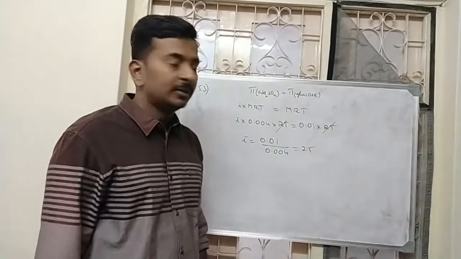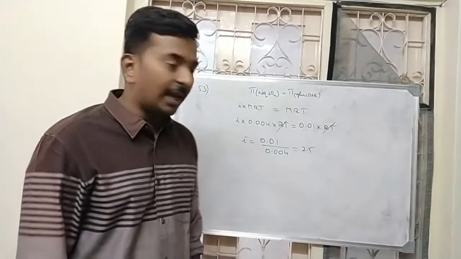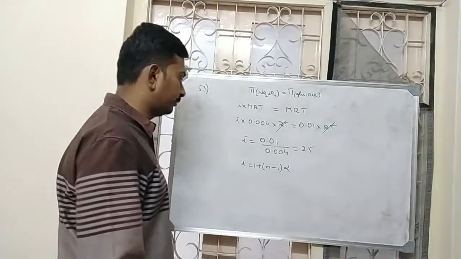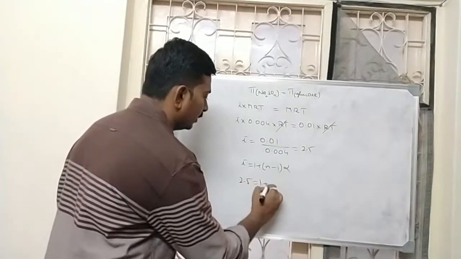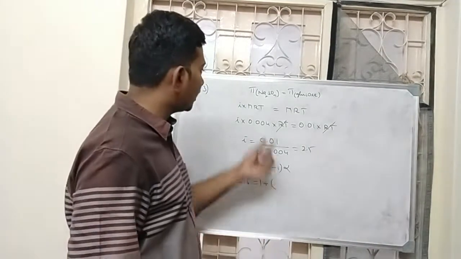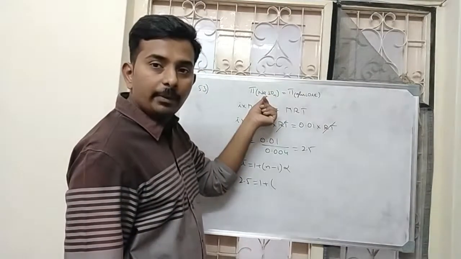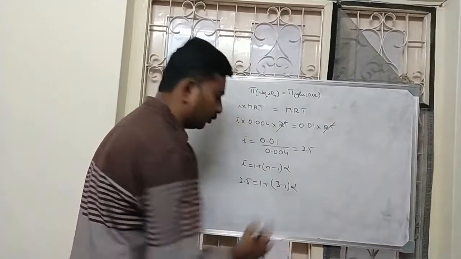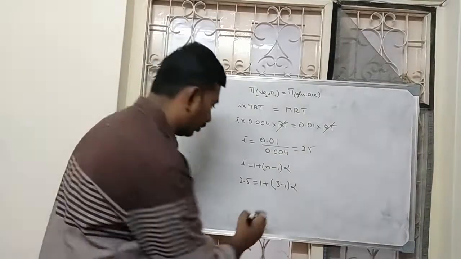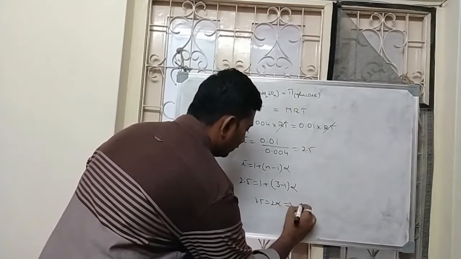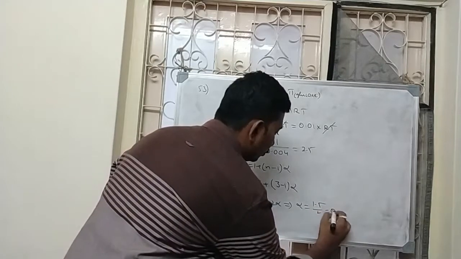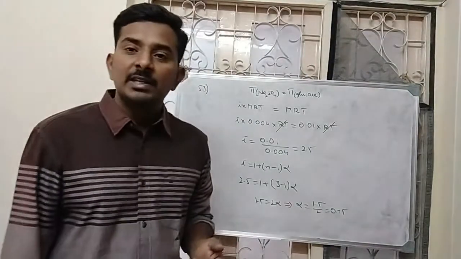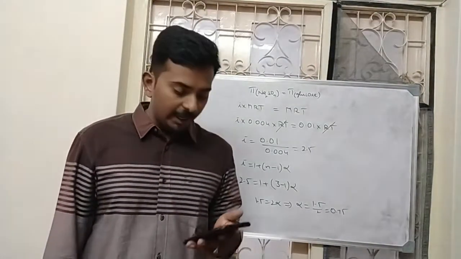But they are asking alpha. For dissociation, we know the relation between i and alpha: i is equal to 1 plus (n minus 1) into alpha. The value of i is 2.5, which is 1 plus, what is the value of n here? From sodium sulfate we get 2 sodium ions and 1 sulfate ion, so totally 3 ions. So 3 minus 1 into alpha. 2.5 minus 1 is 1.5, which is equal to 2 alpha. So alpha is 1.5 by 2, which is 0.75. That means 75% of sodium sulfate will be dissociated.